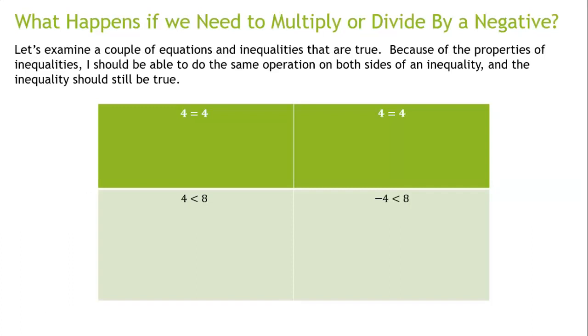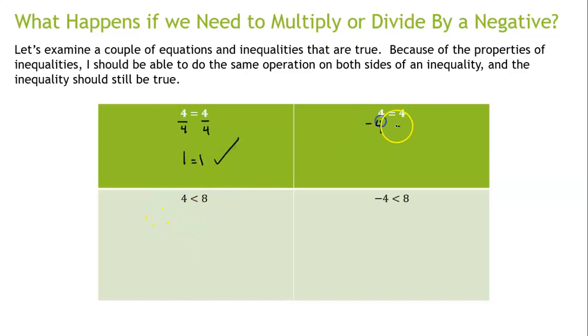Let's examine a couple of equations and inequalities that we know are true. Because of the properties of inequalities, I should be able to do the same operation on both sides of an inequality, and the inequality should still be true. That works the same for equations. So for example, I know that 4 equals 4. I should be able to divide both of these sides by 4 and have this still be true. 4 divided by 4 is 1, 4 divided by 4 is 1, 1 equals 1.